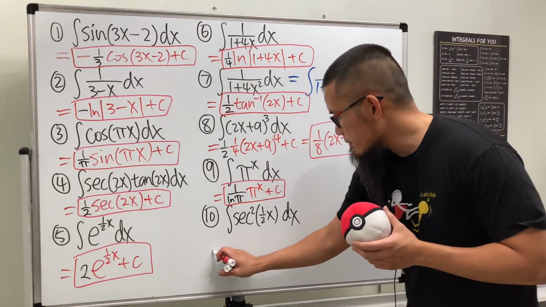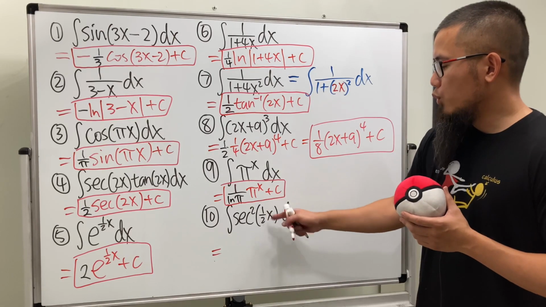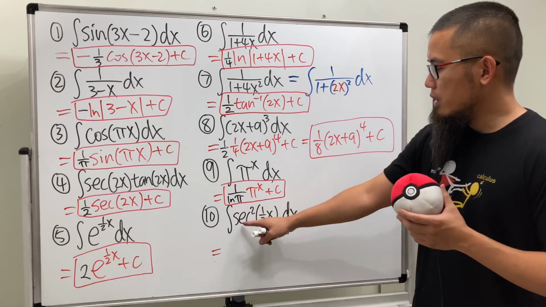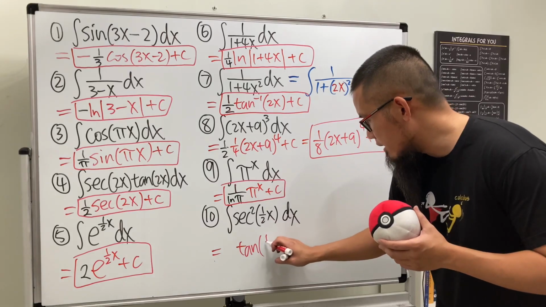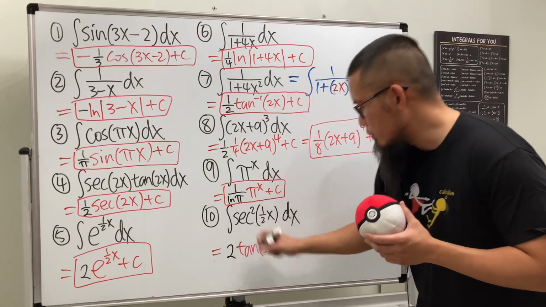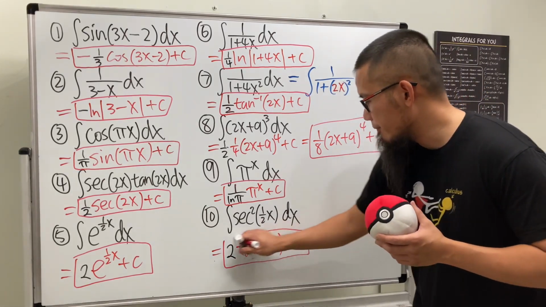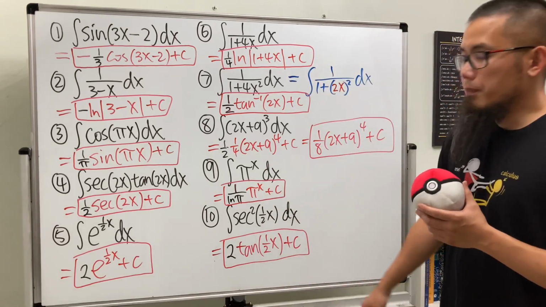Lastly, this will be our u, and the derivative of u will be 1/2. So when we divide it by that, will be a 2. Integrating secant square, we get tangent, and then the inside stays the same. But divided by 1/2, we multiply by 2, and then put on a plus c, just like that. All right. So that will be pretty much it.